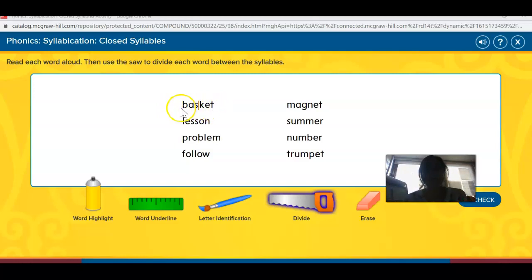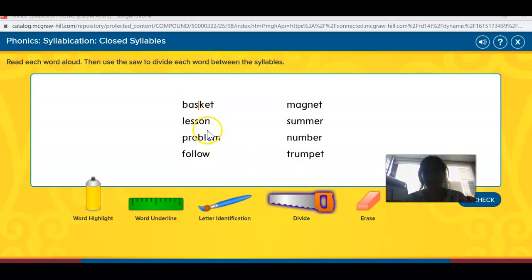Basket, basket. So in my first syllable, I have bas. In my second syllable, I have ket. So I can break this word apart between these two consonants.